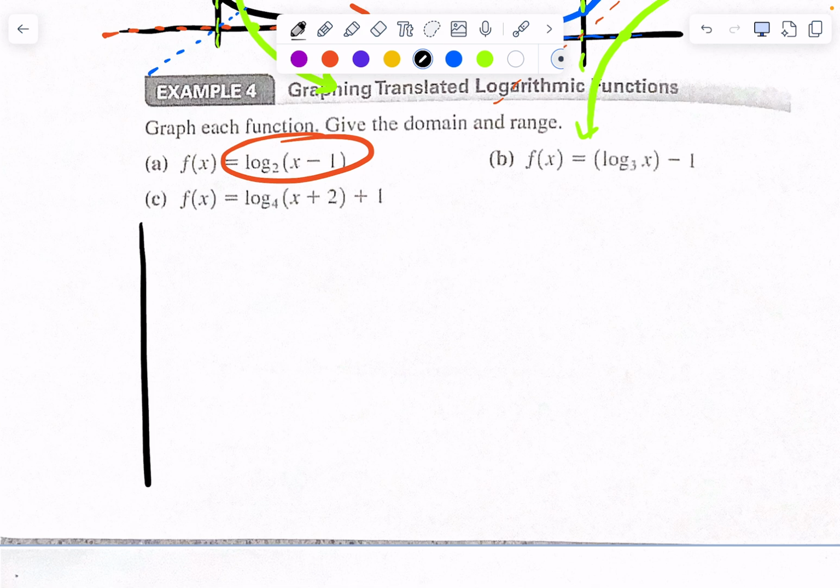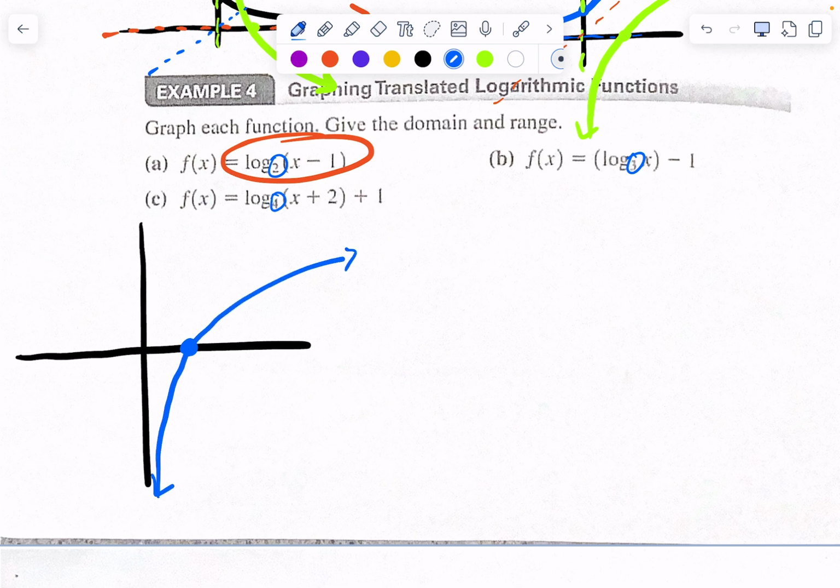I'm going to graph what he normally looks like right here. This is 2, this is 4, this is 3. So they're all numbers that are greater than 1. And so they're going to cross right here at 1, right? And all of them are going to do this, right? That's what they will look like before we move them around.